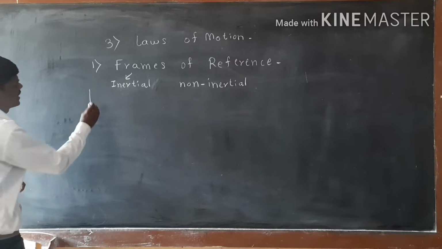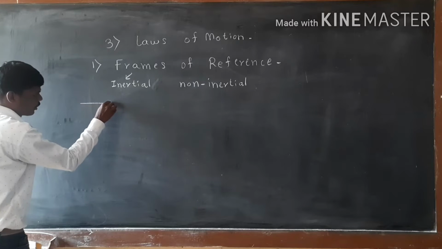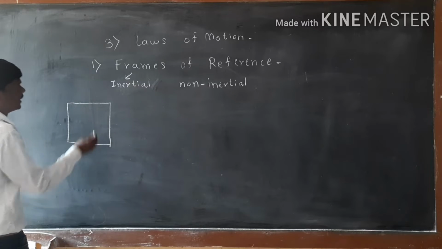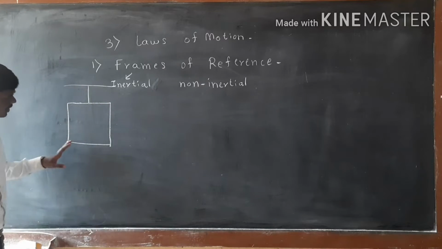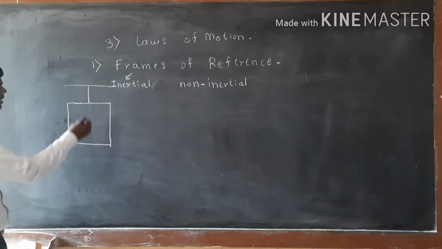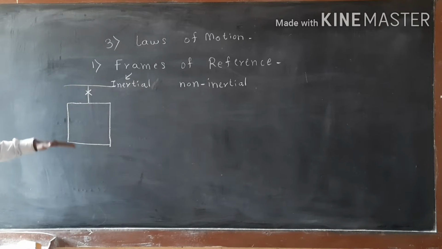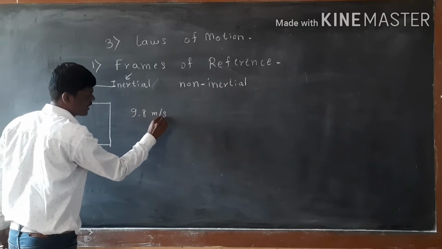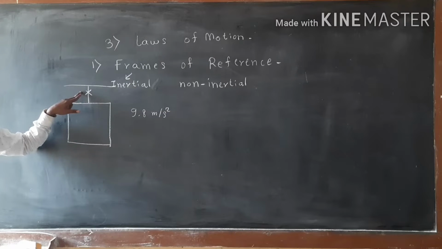So let's take a lift on the top floor of a building. Here it is, a lift on the top floor of a building. Now when the rope is cut, what will happen? It will start to accelerate with 9.8 meters per second squared. It will start to accelerate when the rope is broken.